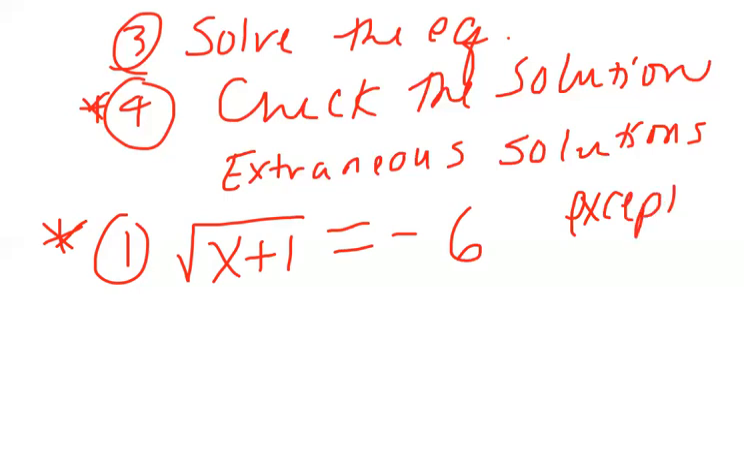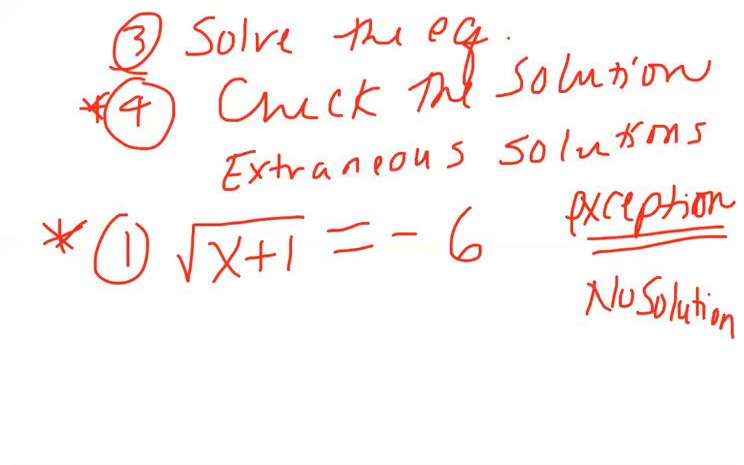And the reason why I'm saying it's an exception is because you've got a square root equal to a negative value. So the question you need to ask yourself is, can you take the square root of a number and end up with a negative value? That would be impossible, guys. So if you can notice that, and you can go ahead and logically figure it out, you don't even have to solve it. You just say there's no solution, because you cannot take the square root of some number and get a negative value.